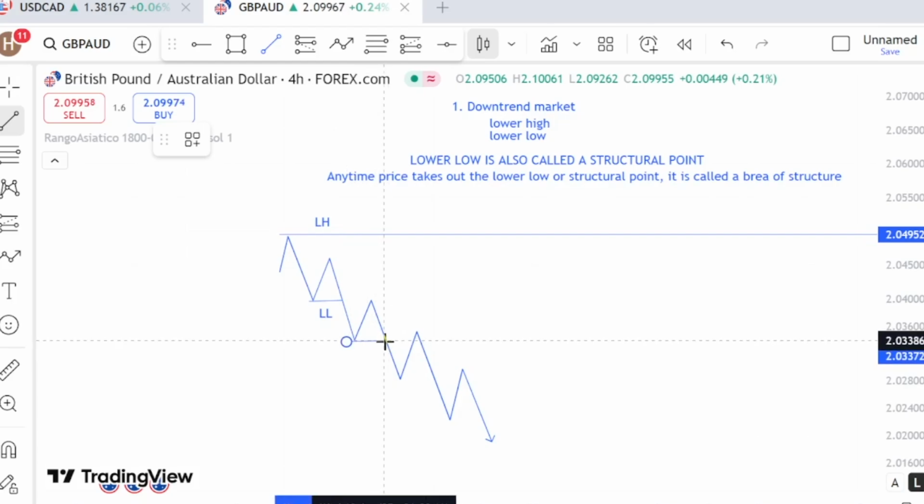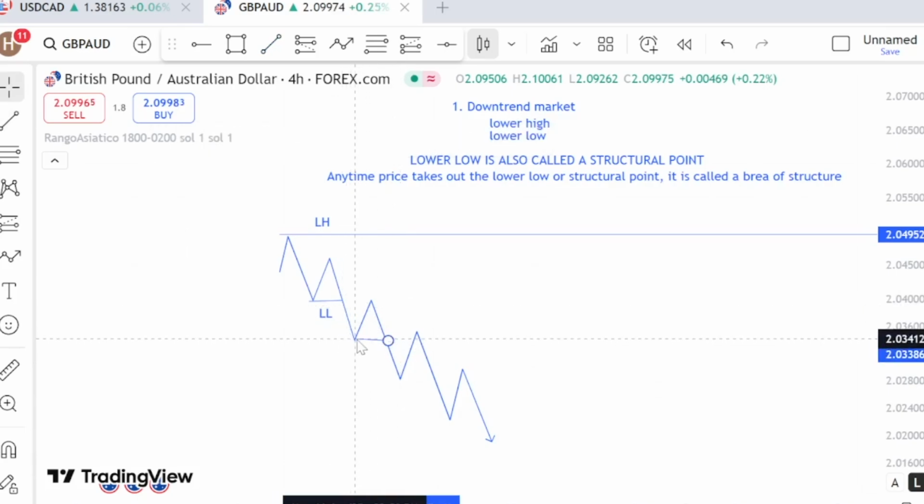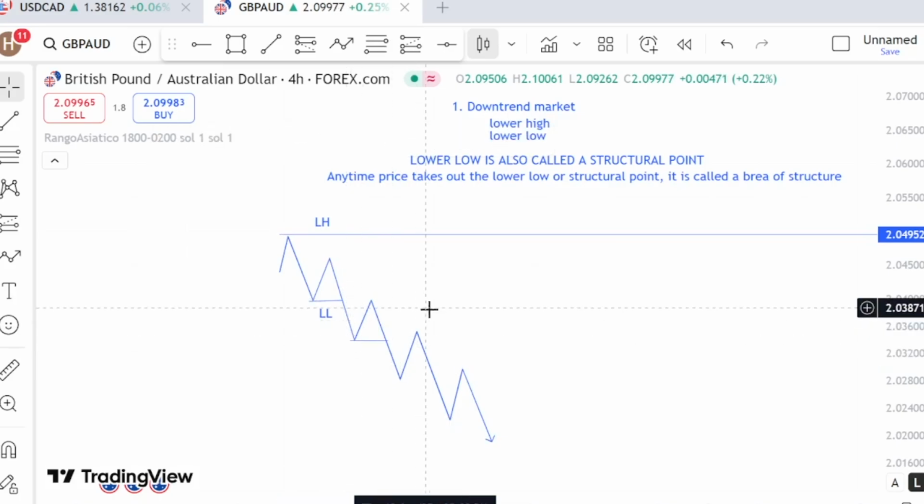For the uptrend, the higher high is called the structural point. When I get to liquidity, I'll teach you what we call internal range liquidity and external range liquidity, so you understand better. But just understand that for the downtrend, anytime price takes out the lower low, it is called a break of structure.